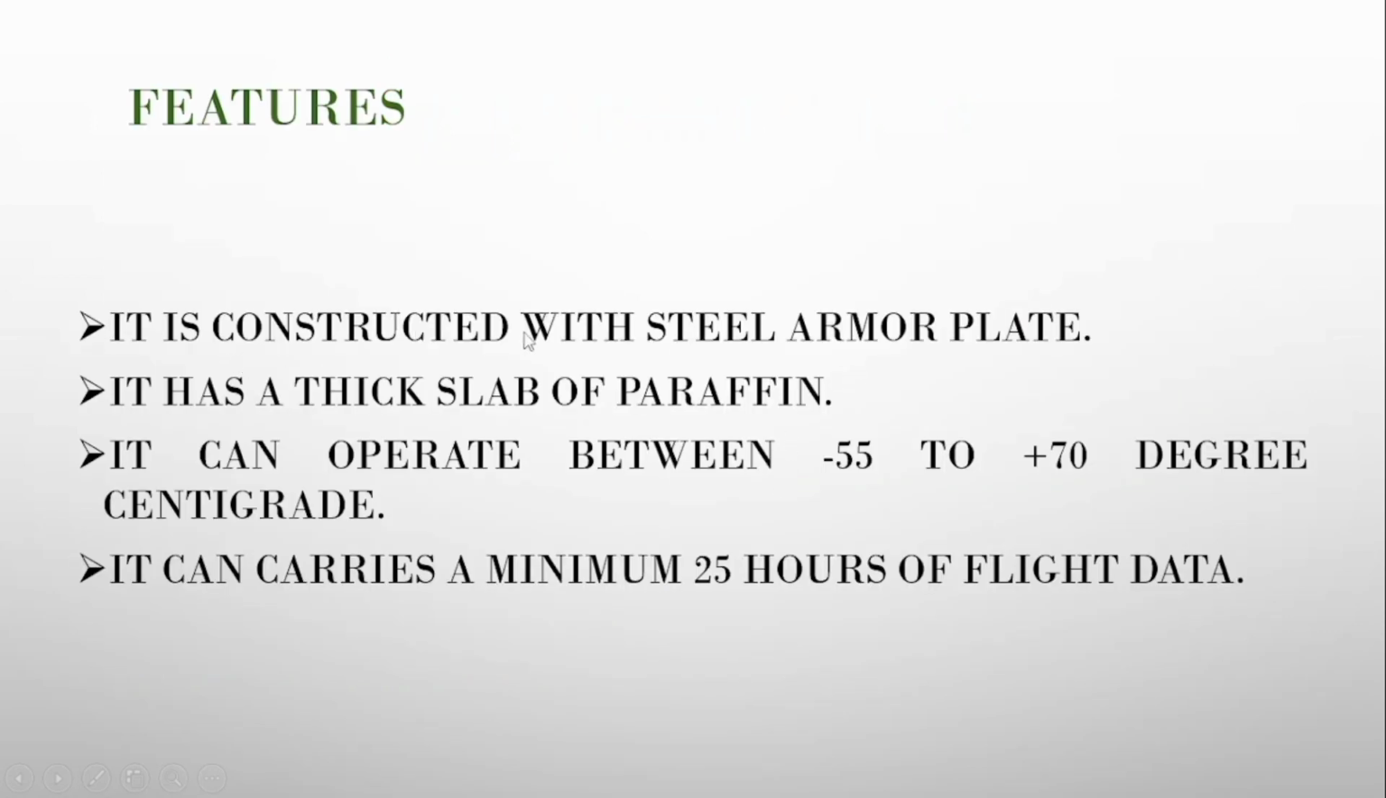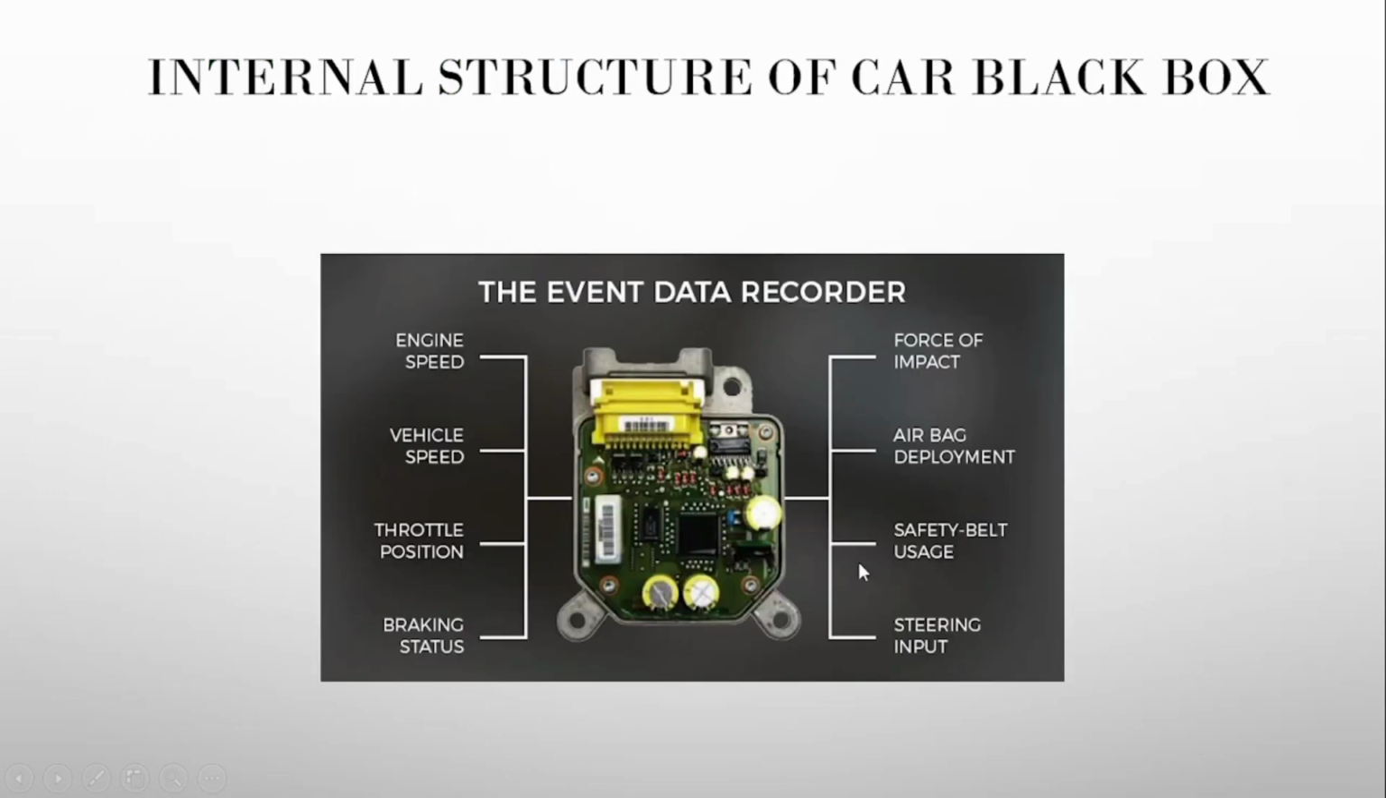Features. It is constructed with steel armor plate. It has thick slab of paraffin. It can operate between minus 55 to plus 70 degrees centigrade. It can carry a minimum 25 hours of flight data. This is the internal structure of car black box. This is force of impact, airbag deployment, safety belt usage, steering input, braking status, throttle position, vehicle speed, and finally engine speed.